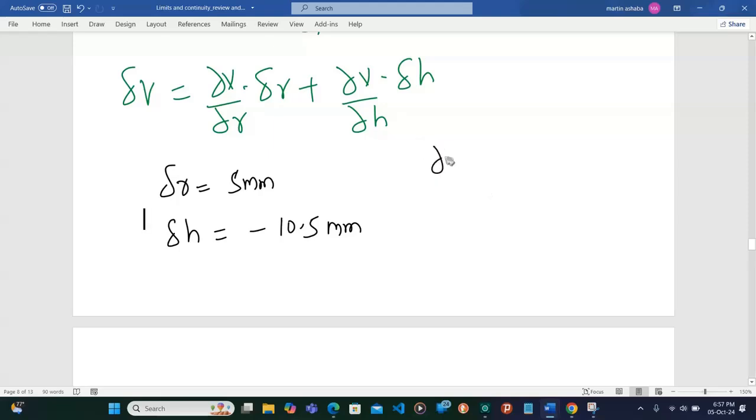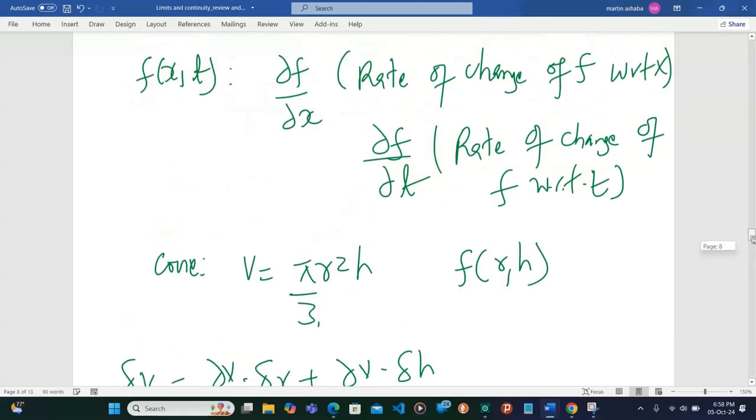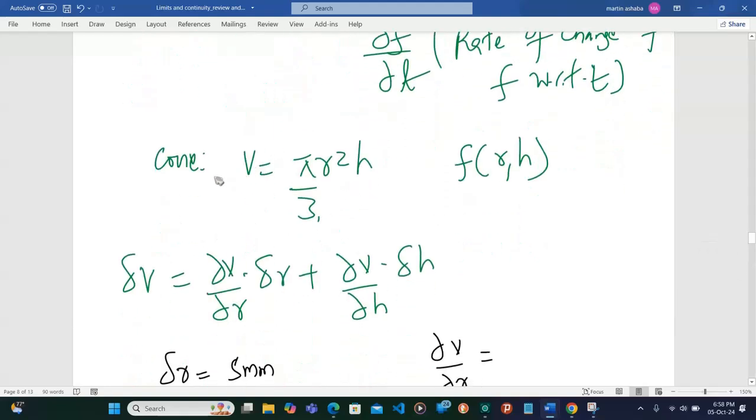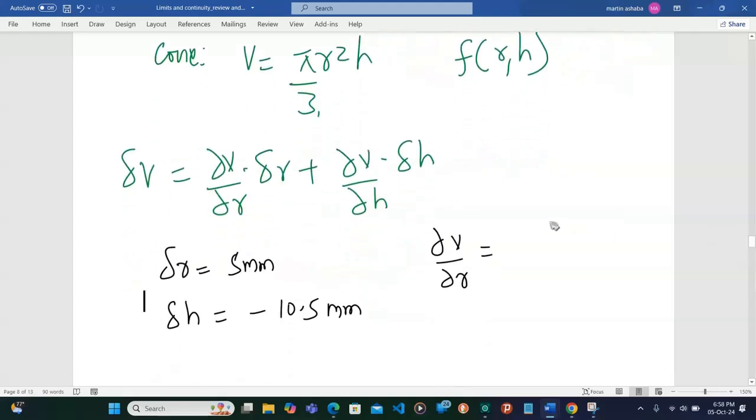So what is del V del r? The formula for the volume of a cone is pi r squared h divided by 3. If I look for the partial derivative of volume with respect to r, keeping h constant, I will have 2r times pi times h divided by 3. Usual differentiation that we know. So this becomes 2 pi r h divided by 3.